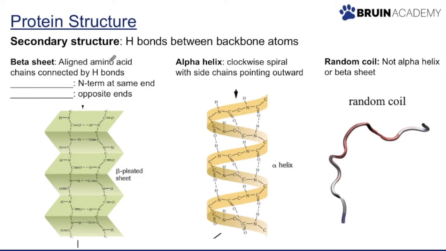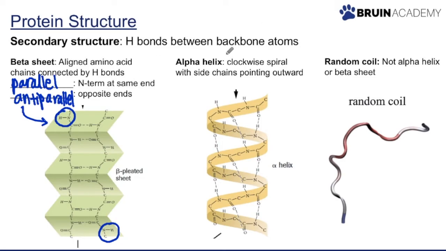Okay, so in a beta sheet, you have these aligned amino acid chains connected by the hydrogen bonds, and beta sheets can be parallel or anti-parallel. They're considered parallel if the N terminus of each amino acid chain is on the same end, and they're considered anti-parallel if the N termini are on opposite ends. If we look at this beta sheet example here, here's our N terminus for this amino acid chain, here's the N terminus of the other chain. Since they're on opposite ends, this would be considered anti-parallel.